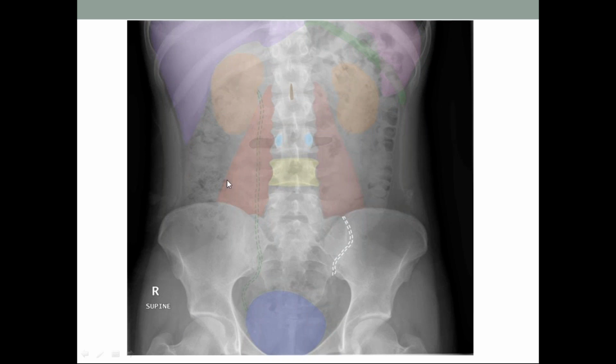In this image, I will also show you this is the ascending colon, and this is the transverse colon, and this is the descending colon, and in between these you will find small bowel. And here we can see the rectal gas also.